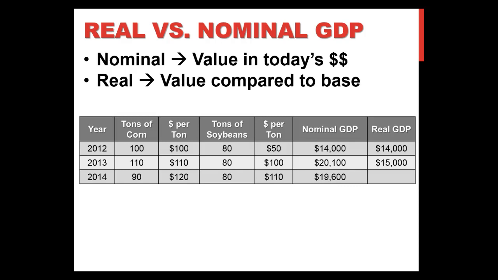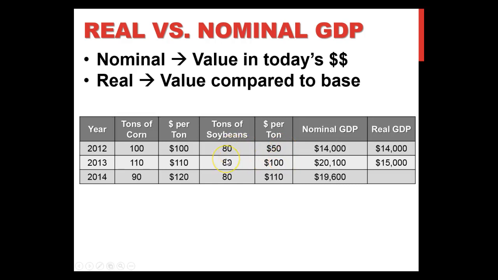So did GDP increase? Yes, it did increase. But did it increase by 43%? The answer here is no. In real terms, GDP only increased by 7%. And again, the reason why is because most of the change in nominal GDP was caused by this increase in price. We saw corn increase 10%. We saw soybeans increase by 100%.